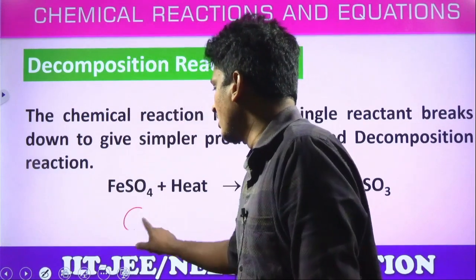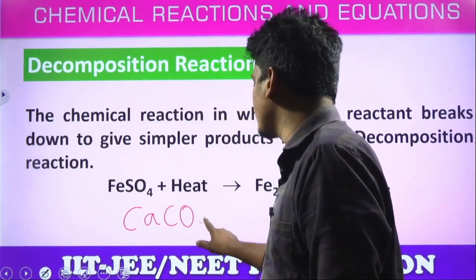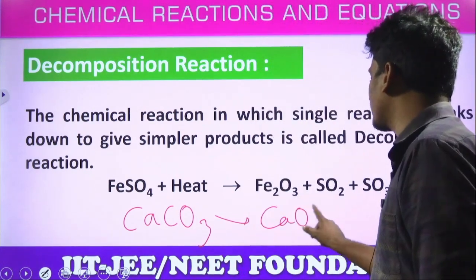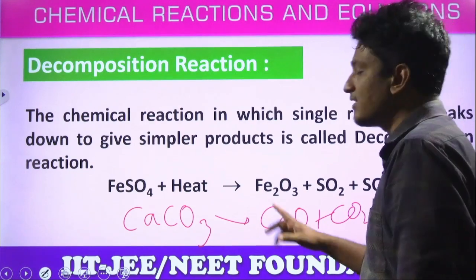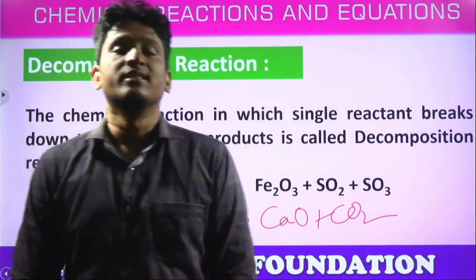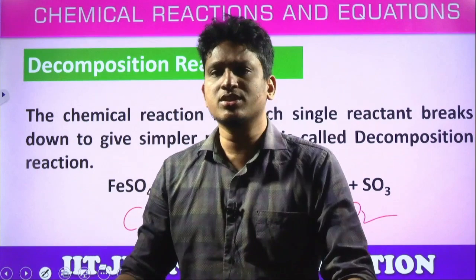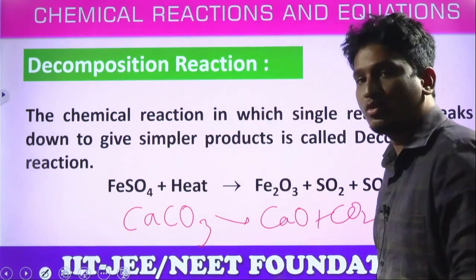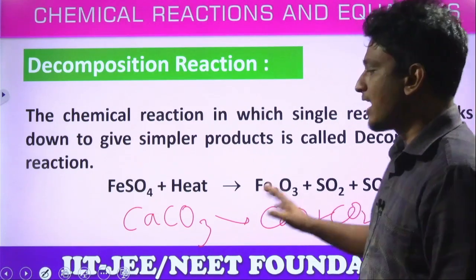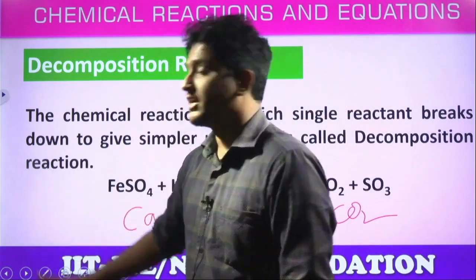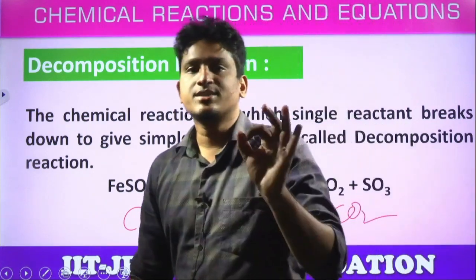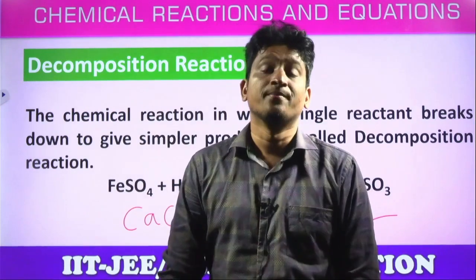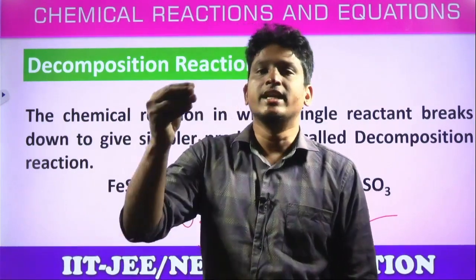I'll give one more reaction. For example, CaCO3. What is the name? Calcium carbonate decomposes to produce calcium oxide plus carbon dioxide. This reaction comes under which type, students? This reaction also comes under decomposition. Yes or no? CaCO3 is a single compound. It decomposes to form 2 components. One is calcium oxide, the other one is carbon dioxide, CaO plus CO2. These types of reactions where a single compound breaks down to form 2 or more other simpler compounds are called decomposition reactions.